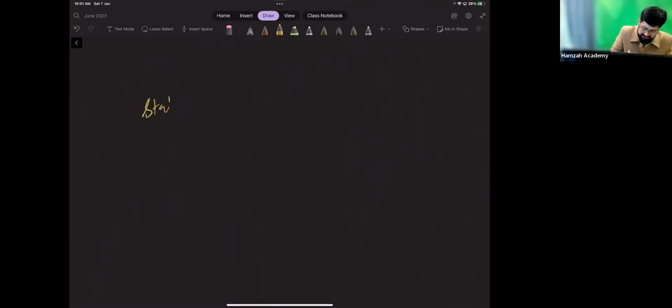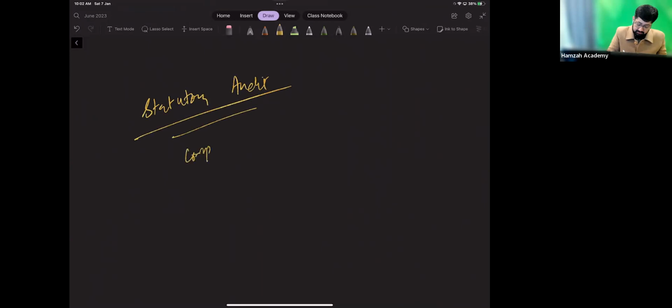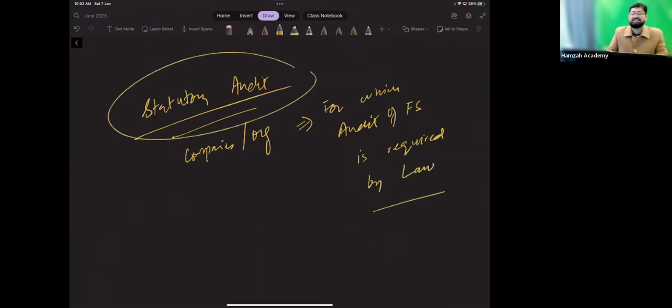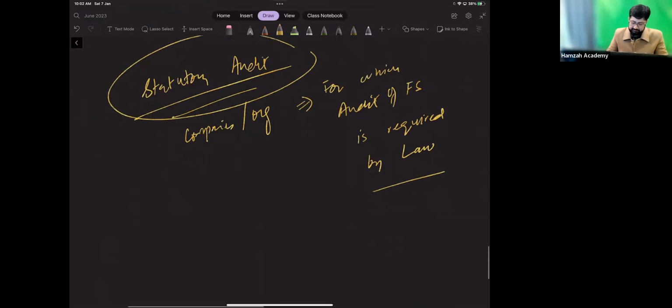So statutory audits. Those companies or organizations, for which audit of financial statements is required by law, that is called statutory audit. It is mandatory for them. If they do not get their financial statements audited, they will be penalized. Action will be taken. Legal proceedings will be started against those companies.